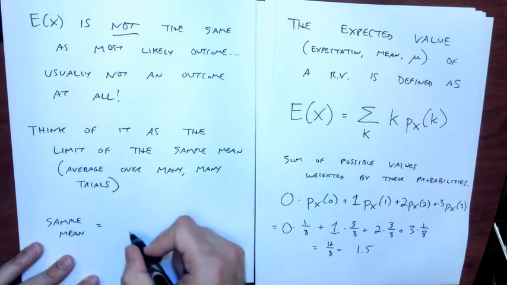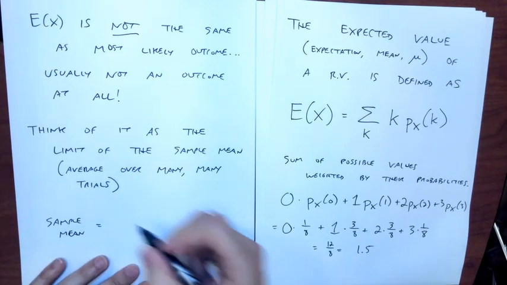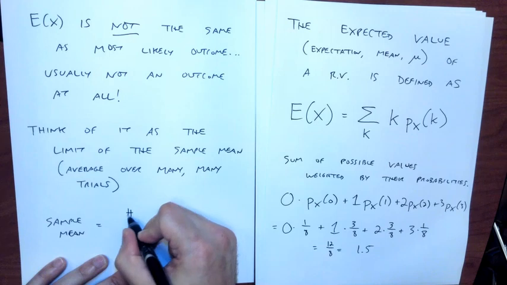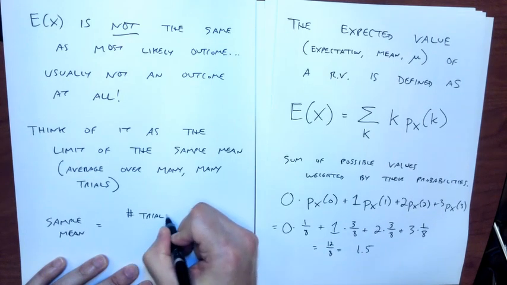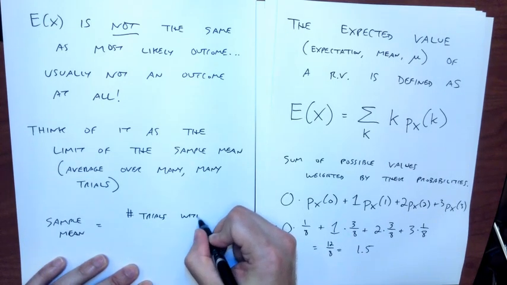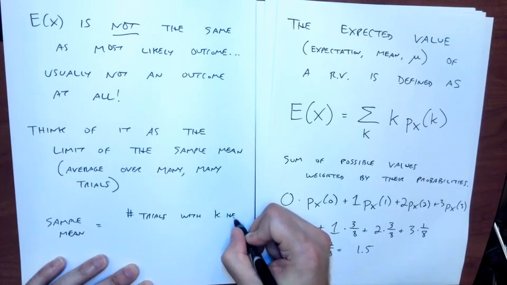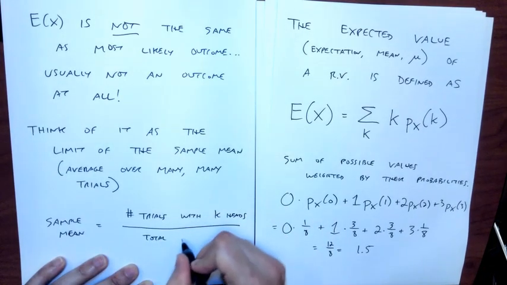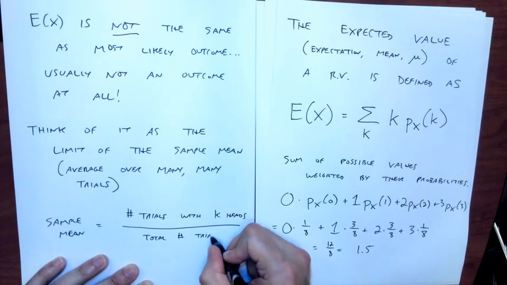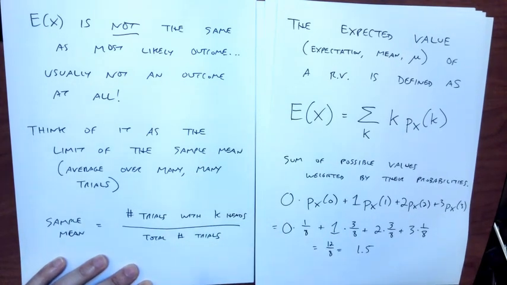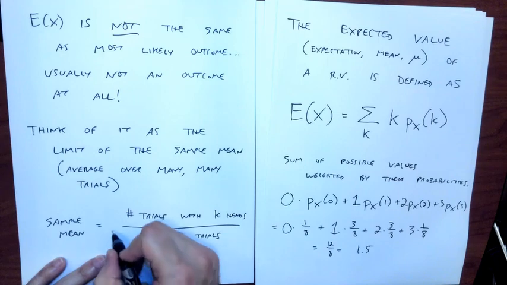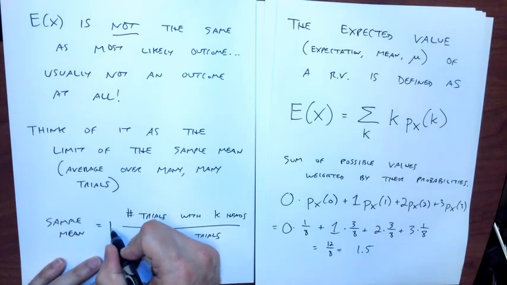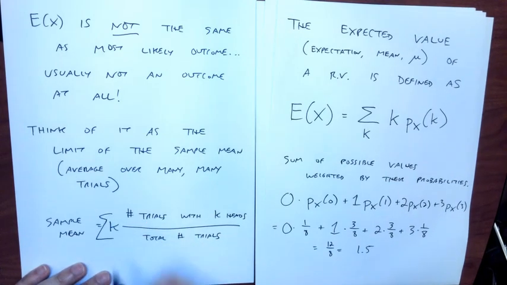would be like, I take the number of trials where I observed k heads over the total number of trials, and every time I saw that, I got k. And I want to add those all up, right?